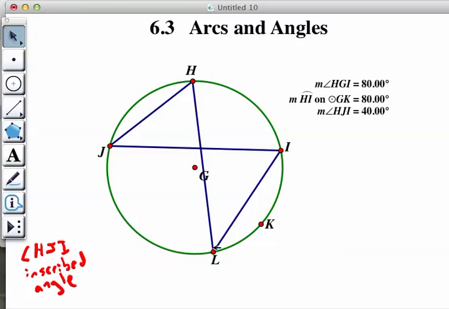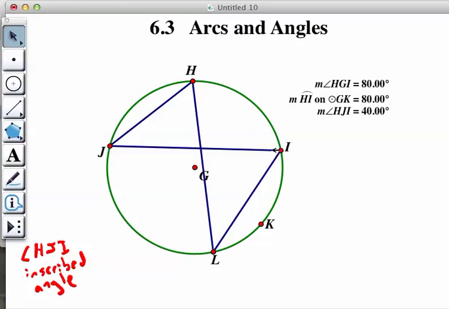If I have, let's go back again. This inscribed angle is equal to 1/2 the measure of the arc that it intercepts. The arc it intercepts, arc HI, is 80 degrees, so the measure of angle HJI is 40 degrees, 1/2 that. Well, this angle, inscribed angle HLI, also intercepts arc HI. So its measure is 1/2 of the arc measure, which is 40 degrees as well.